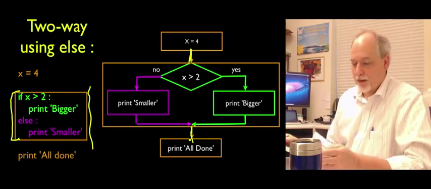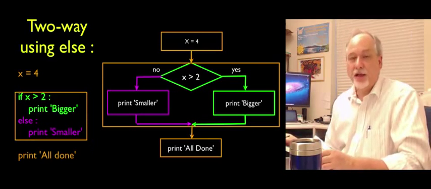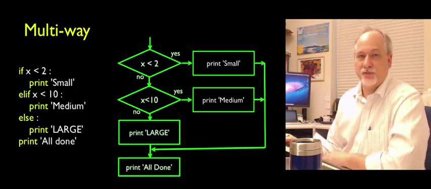Okay. So we have one-way ifs, and we have two-way ifs, and now we have multi-way ifs. Okay?